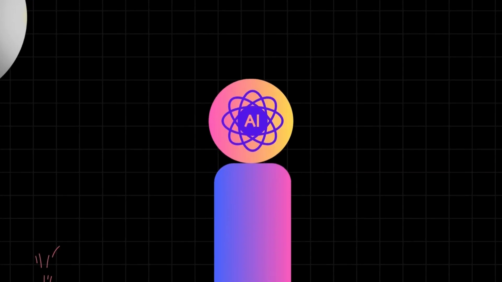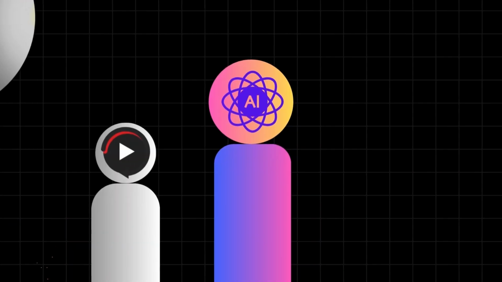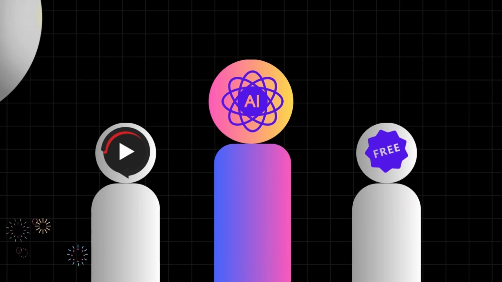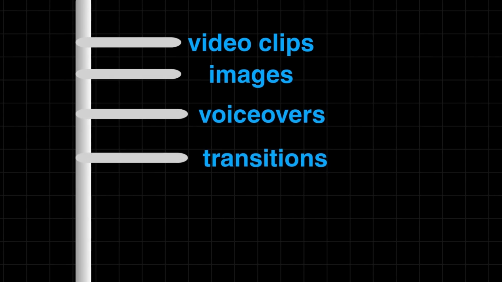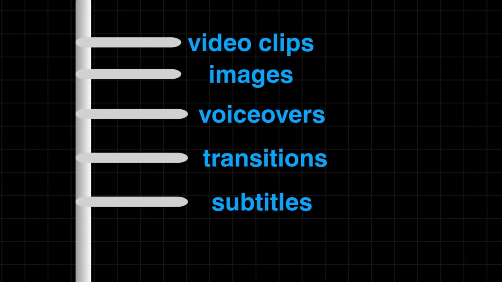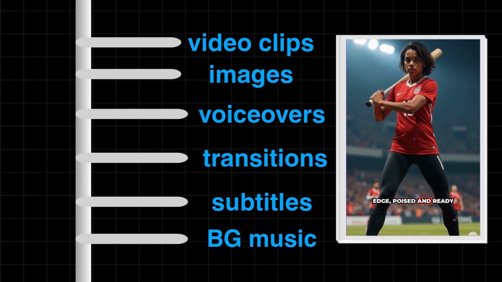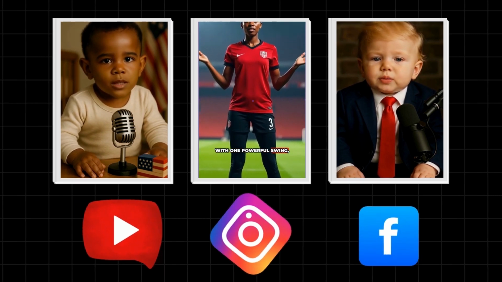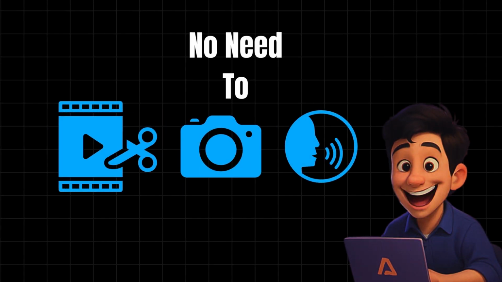With this powerful secret AI tool, you can automatically generate hundreds of short videos, completely free. Just type in your topic, and the tool does the rest for you. It creates video clips, images, voiceovers, smooth transitions, high-quality subtitles, and even background music, all in seconds. You can instantly upload these videos to YouTube, Instagram, or Facebook, and start earning real money without needing editing skills, a camera, or even your voice.